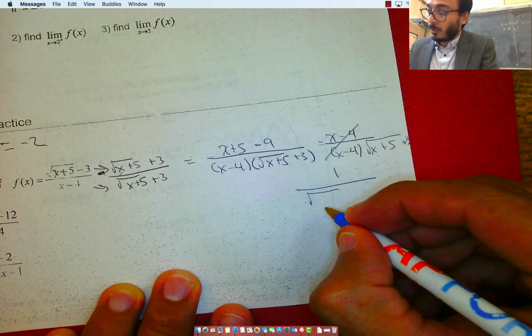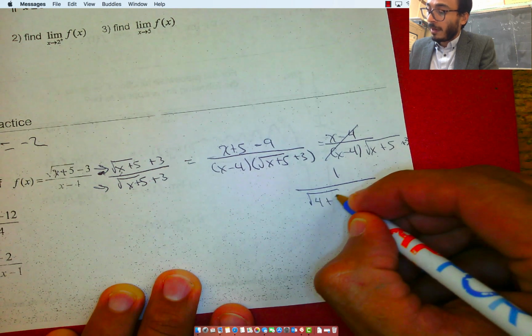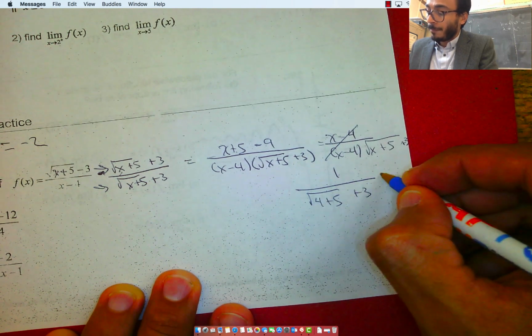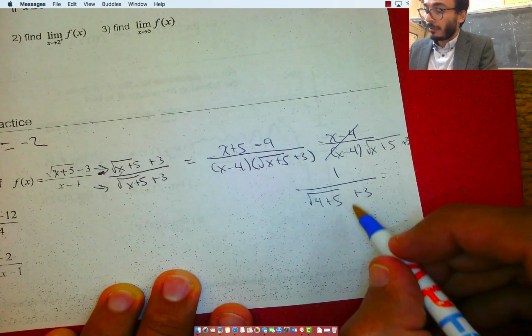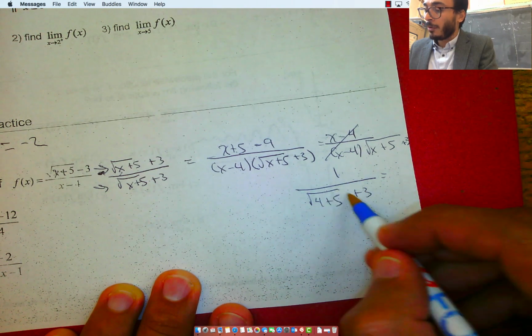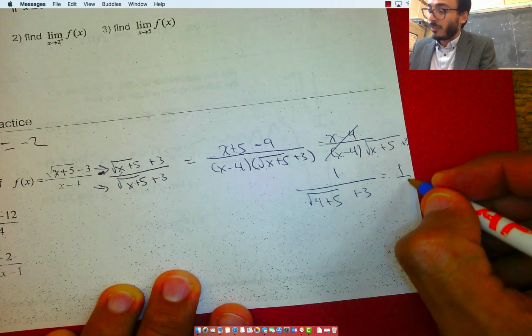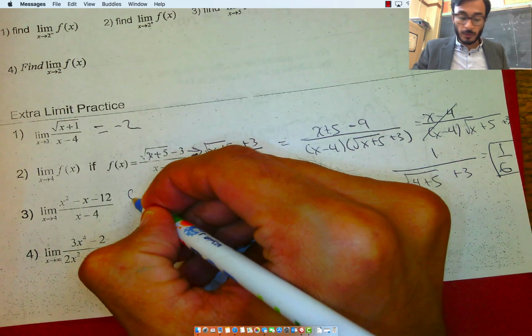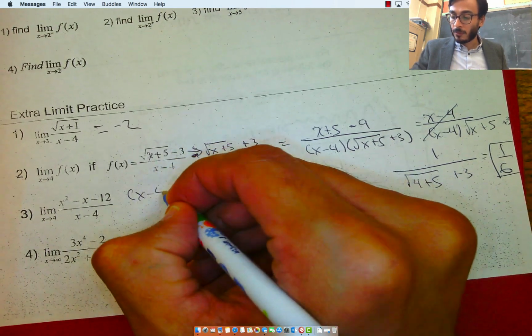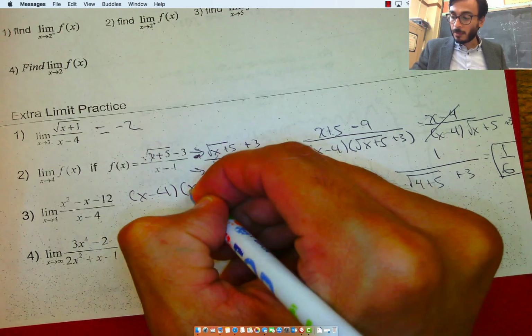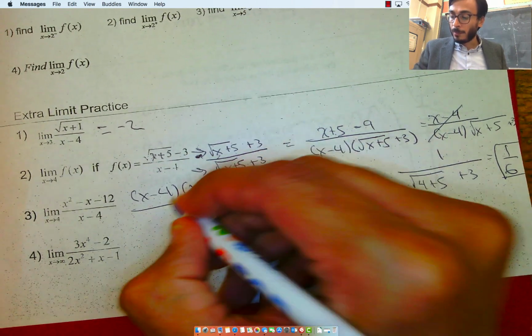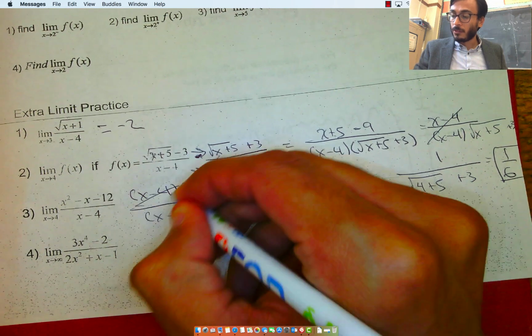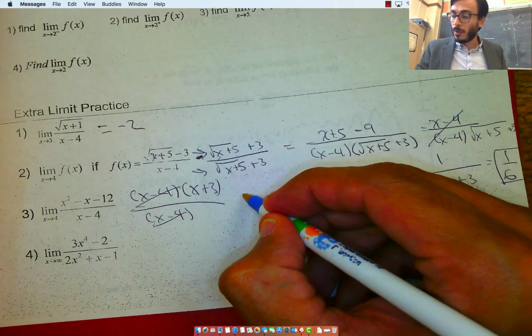Let's go ahead and substitute 4: 4 plus 5 plus 3. So then that's going to be 1 over 3 plus 3. So I get 1/6. Okay, so for number 3, if you tried direct substitution, you got 0 over 0, which means there's a hole, so we have to factor. So factor the top, x minus 4 times x plus 3, factor the bottom. These cancel out, plug in 4, you get 7.